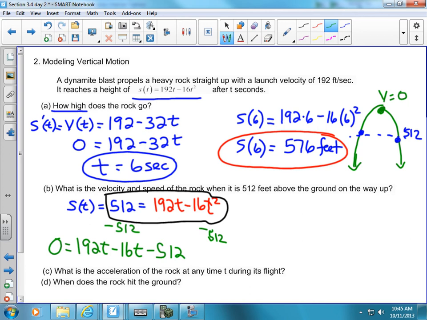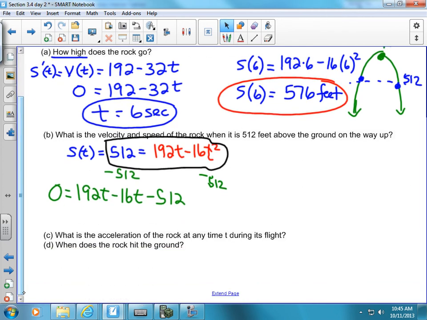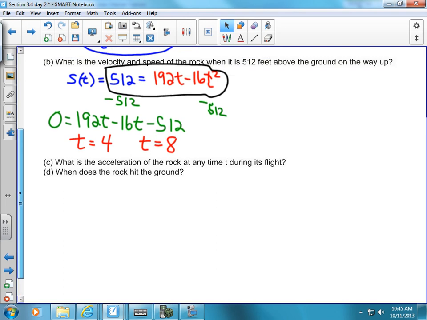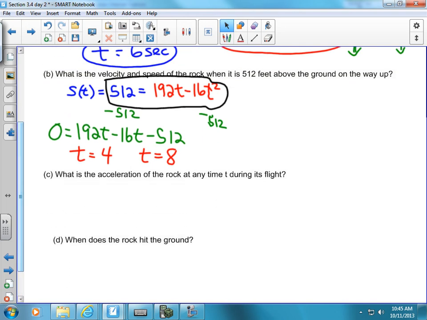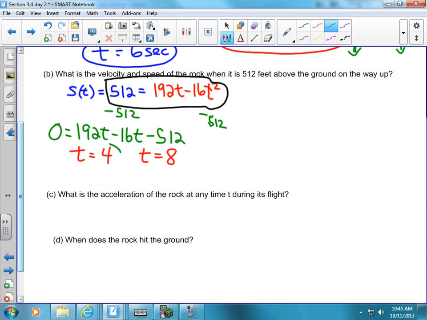If you want to, this is actually factorable. But if you put it in your calculator, you will find out that your 2 zeros are t equals 4 and t equals 8. If you do not know how to find zeros on the calculator, you need to see me or a classmate and figure that out, because that is one thing you can do on the AP exam, is find zeros with your calculator. So you find the 2 zeros. So actually it's t equals 4 seconds that we're looking for, because that's on the way up.